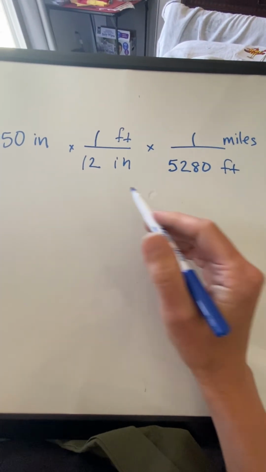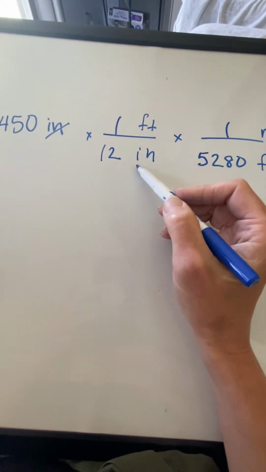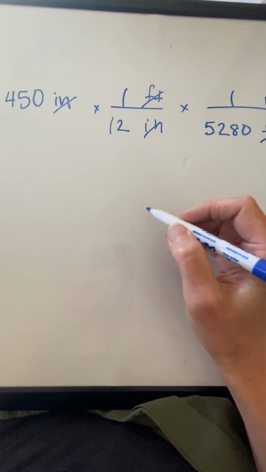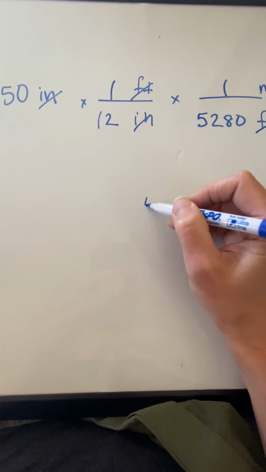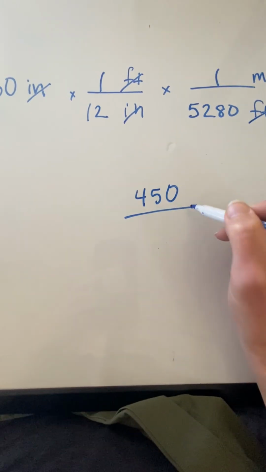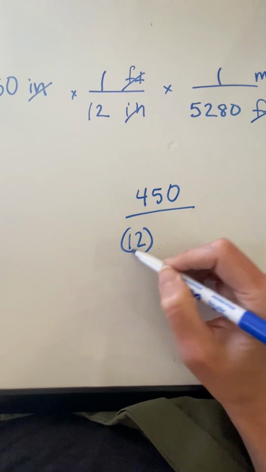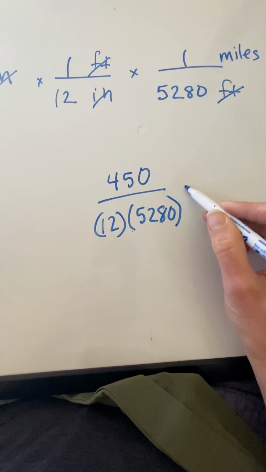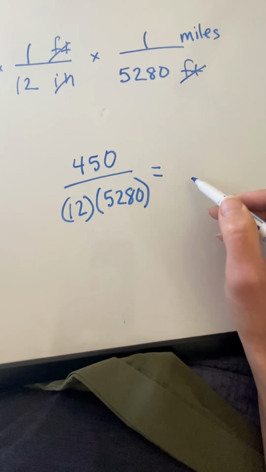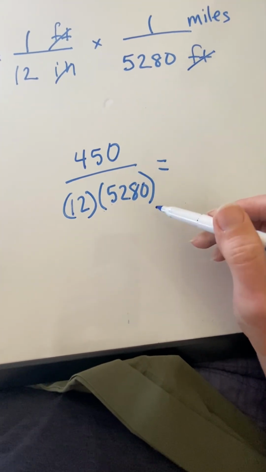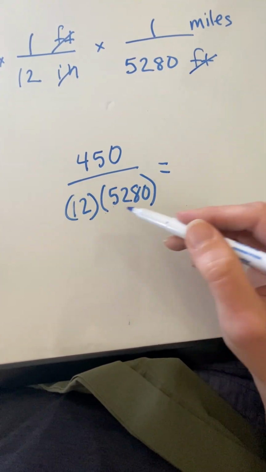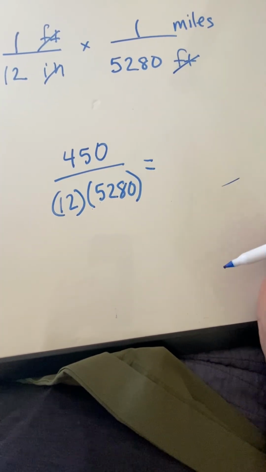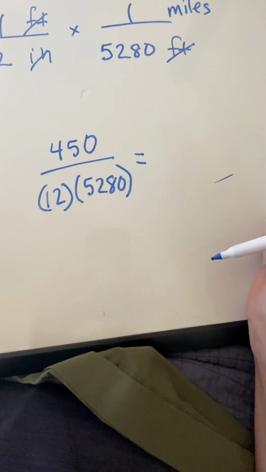Okay, so what this means is my inches are going to cross out, my feet are going to cross out. So I'm going to have 450 times 1 times 1 is 450 divided by 12 times 5,280. You can put that into your calculator. You're going to get a decimal number because it's going to be smaller because you're dividing by a big number. And then that will tell you your answer, and it will be in miles.